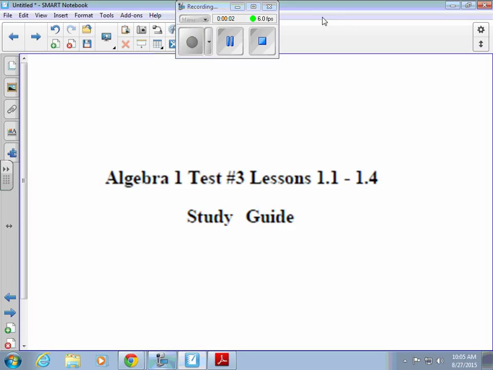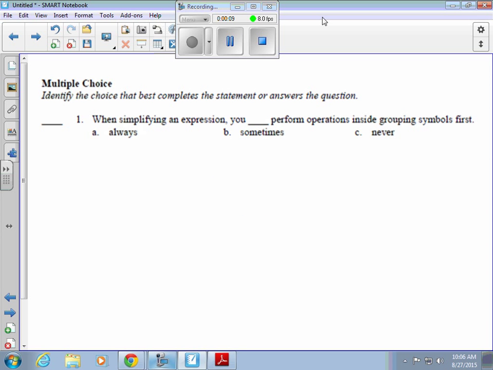Algebra 1, test number 3 through lesson 1.4 study guide. First question asks, when simplifying an expression, you blank, perform operations inside grouping symbols first. This looks familiar. It's right off last week's test. You always perform things inside grouping symbols first, always.